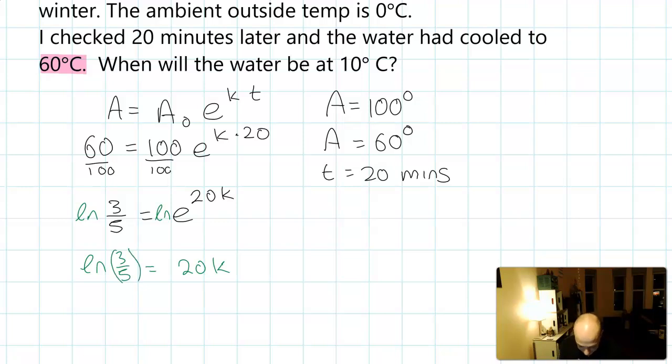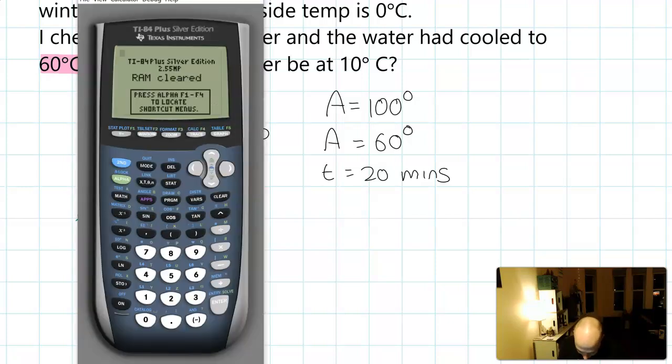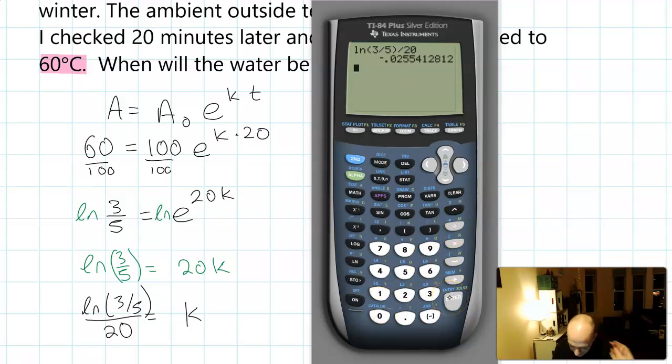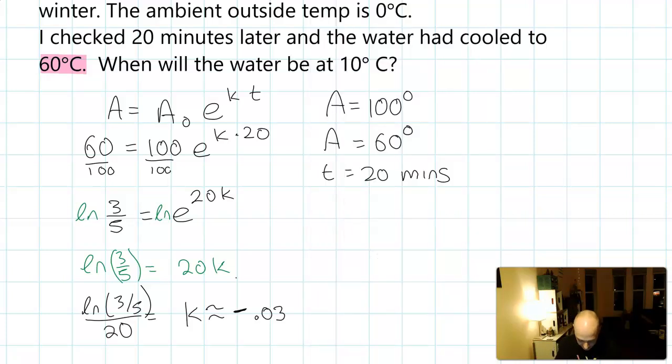To find k, we can just divide by 20. So k is natural log of 3/5 all over 20. Go back to our friend the calculator, see what that is. Close your parentheses, be sure you're doing all of that. So we get negative 0.025. I'm going to say negative 0.03 for what I write, but I'm going to use the entire value in my calculator for the calculation. All right, so we found K.